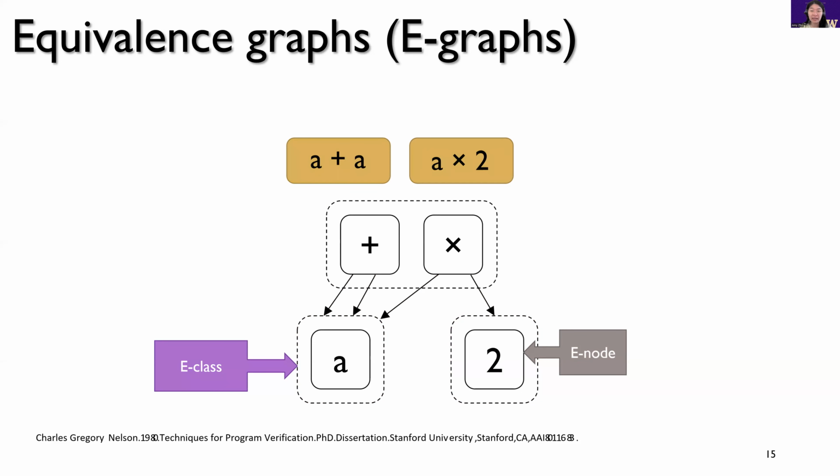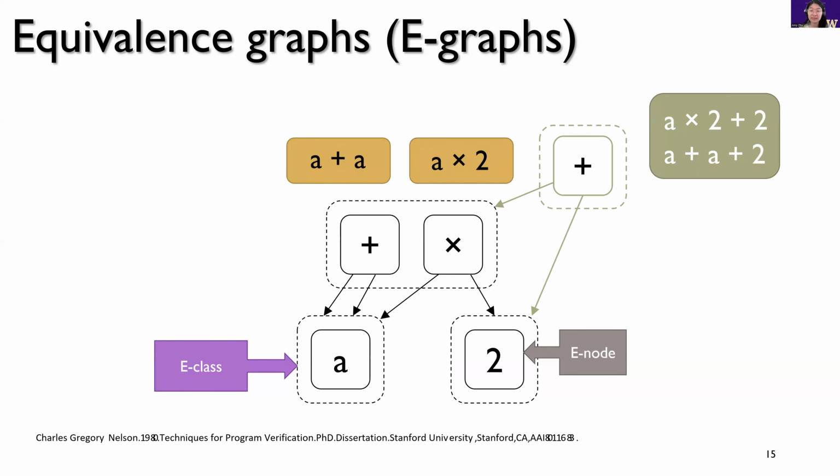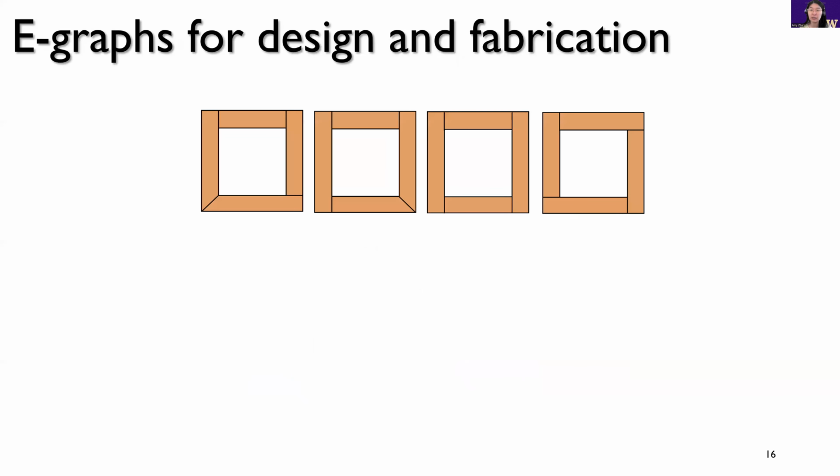Well, now imagine that we add this new operator, plus, which points to these two E-classes. Note that with the addition of one new E-node in an E-class, we are representing two new expressions. So the idea of an E-graph seems very promising because we think that different designs will have shared parts. But how will we adapt them for a problem domain?